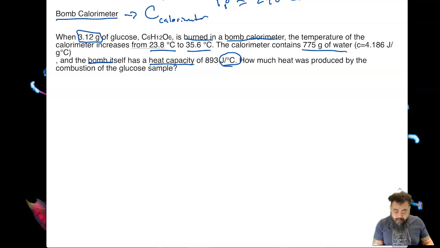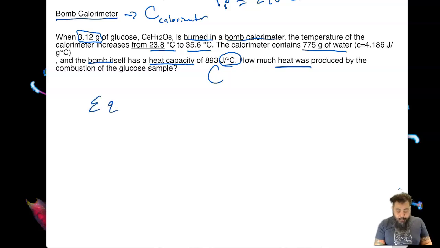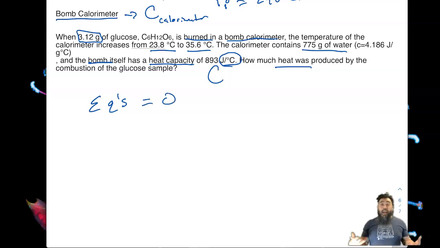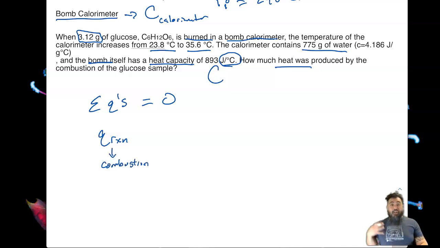So we know we have a capital C on here. Now the question is how much heat was produced by the combustion of the glucose sample. We need to remember the sum of all the Q's is going to equal 0. So we have to ask ourselves, what are the Q's in the problem? We have our Q of the reaction, and that's the combustion of the glucose. So there's a combustion that's happening there.